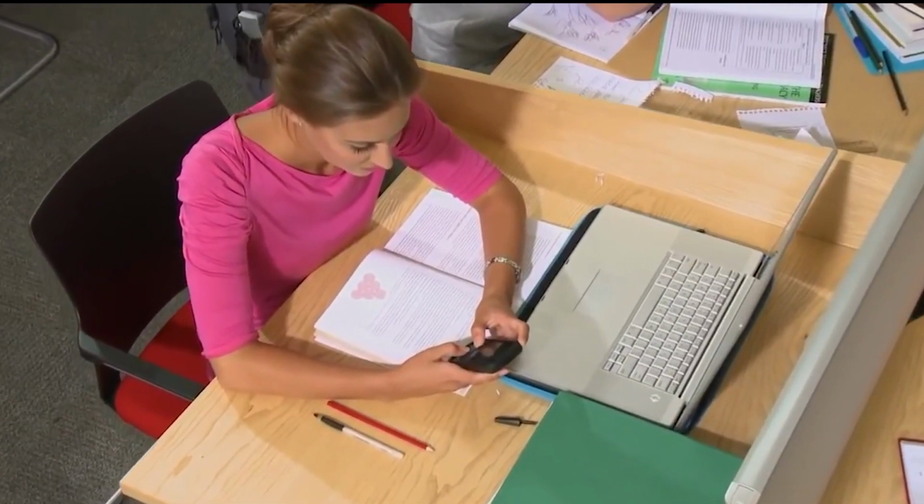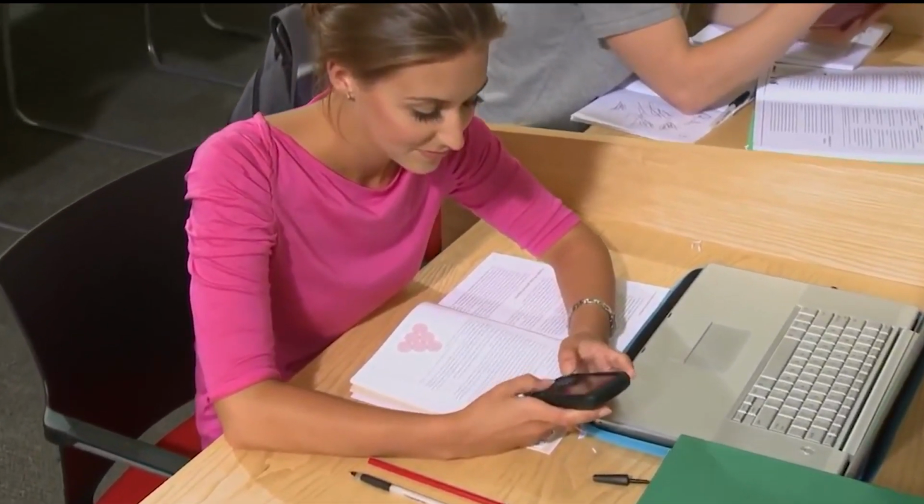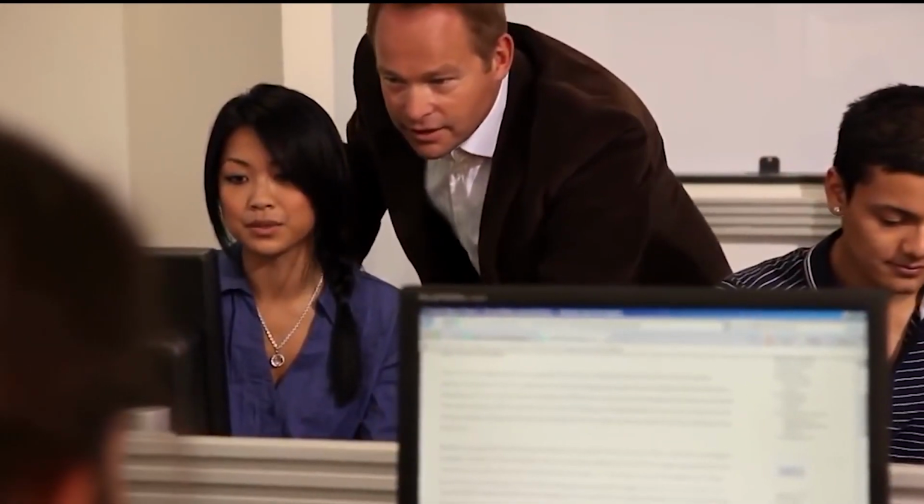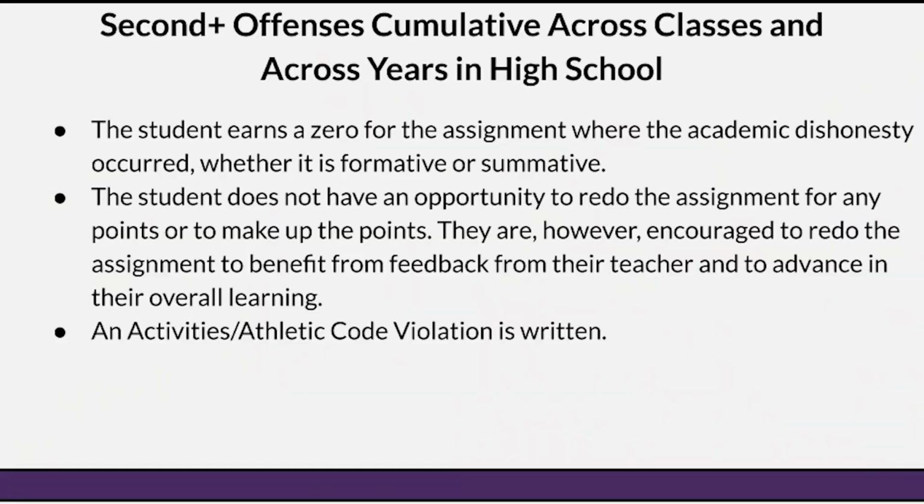Second or more offenses, cumulative across classes and across years in high school. The student earns a 0 for the assignment where the academic dishonesty occurred, whether it is formative or summative. The student does not have an opportunity to redo the assignment for any points or to make up the points. They are, however, encouraged to redo the assignment to benefit from feedback from their teacher and to advance in their overall learning. An activities athletic code violation is written.